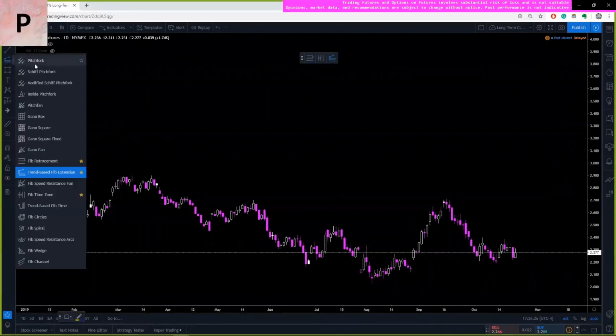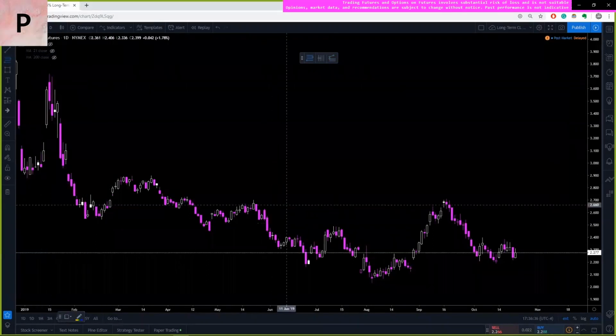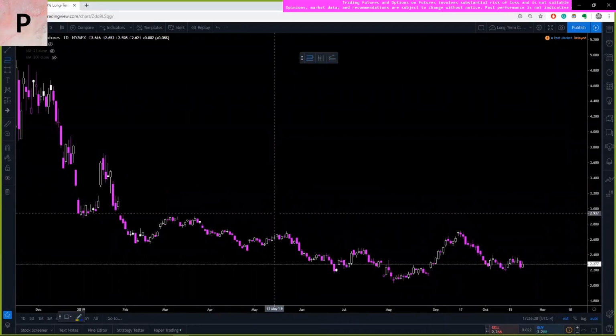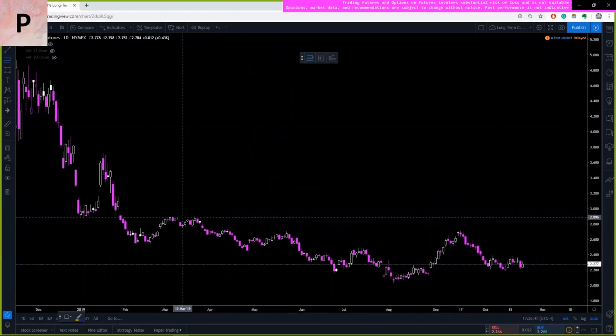I want to show you guys that you have these tools accessible to you on TradingView here. You have the retracement. You have the trend-based Fib extension, and of course the Fib time zone, and others, including advanced ones. These are accessible to you on pretty much 99% of trading platforms. If not, I would be kind of upset.